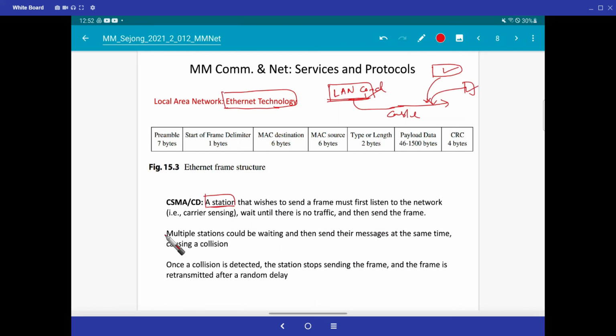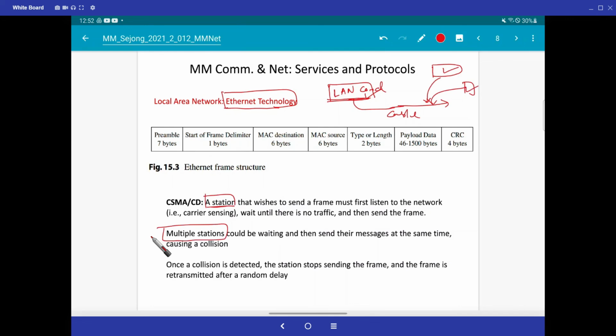But it is possible that multiple stations may try to send data. So what happens? All the stations are, let's say, waiting, but then suddenly maybe 2 or 3 stations send their data at the same time. So we need to do something. Before a station sends the data, it checks the channel to see if there is any data on it. If there is data, it doesn't send. And if there is none, it sends.